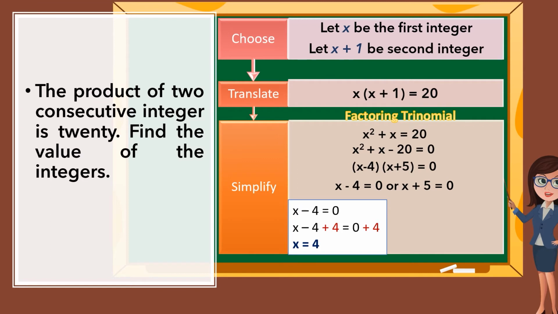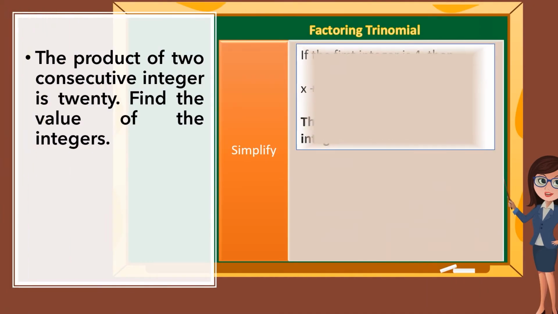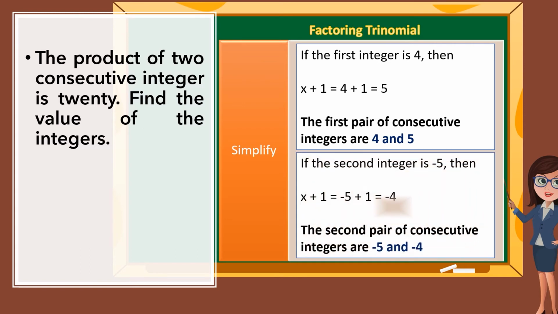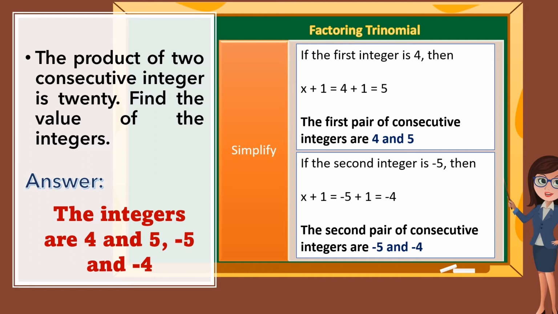Solving for x minus 4 equals 0, by addition property, x is equal to 4. Solving for x plus 5 is equal to 0, by addition property, x is equal to negative 5. If the integer is 4, then its pair is 5. And if the integer is negative 5, then its pair is negative 4. Therefore, the integers are 4 and 5, negative 5 and negative 4.